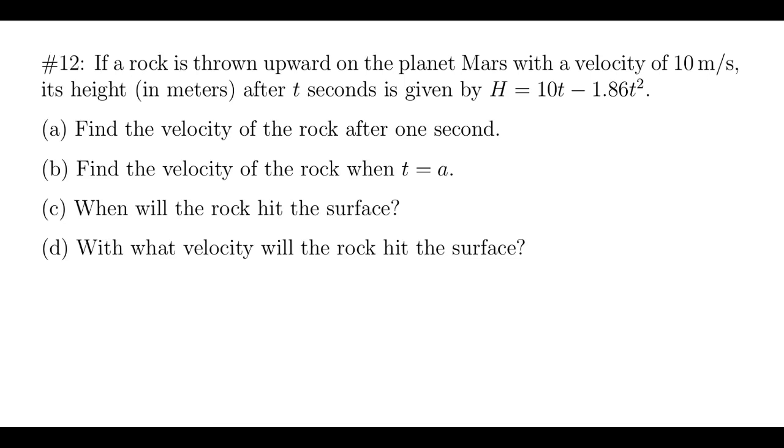So let's look at an application problem. Number 12 from the exercises in the textbook says if a rock is thrown upward on the planet Mars with a velocity of 10 meters per second, its height in meters after t seconds is given by capital H equals 10t minus 1.86t squared. I have 4 parts here, and part A asks us to find the velocity of the rock after 1 second.